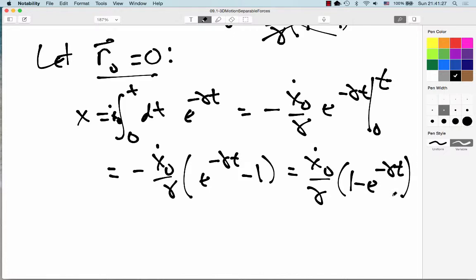So the first thing that we get out of this is that at the end of time we would asymptotically approach an x-coordinate. Now this is letting the z-coordinate do whatever it wants, but at the end of time our x-coordinate could go no further than x naught dot over gamma.